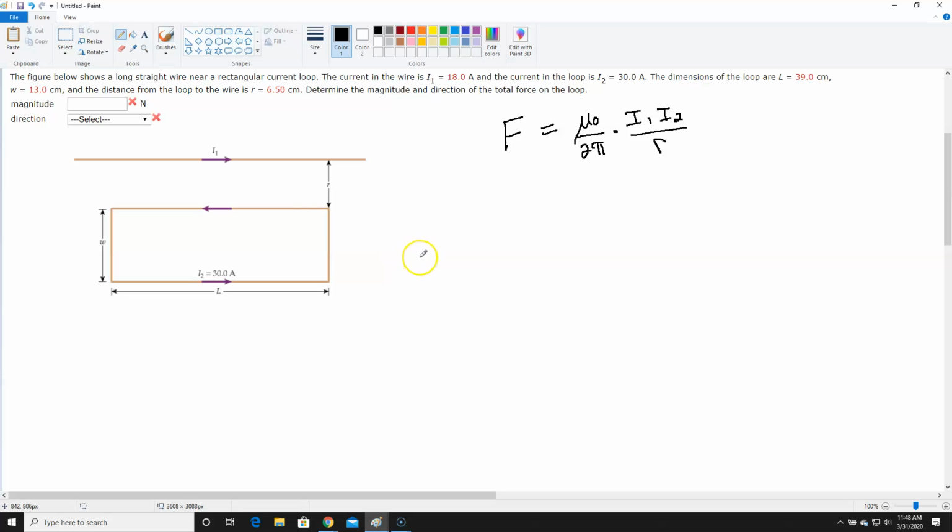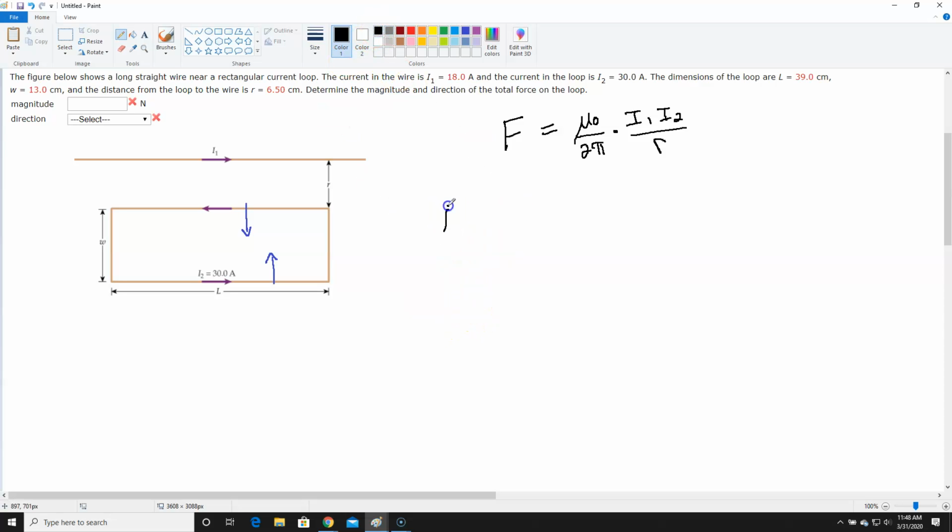But I do know that the top part of the loop is going to be attracted, and the bottom part is going to be repelled. If you remember in the last question, when the currents were flowing in the same direction, they were attracted. When they're flowing in the opposite direction, they were repelled, which means that I said that backwards. This top wire will be repelled, and the bottom wire will be attracted. So my apologies for that.